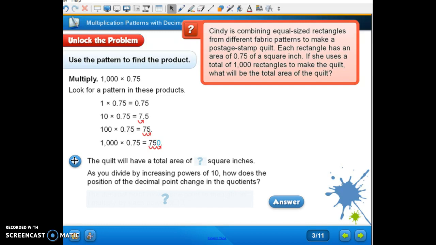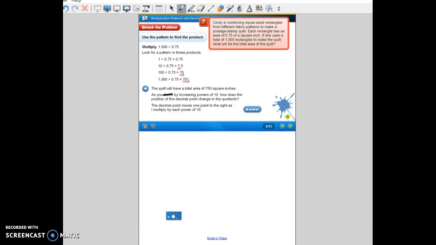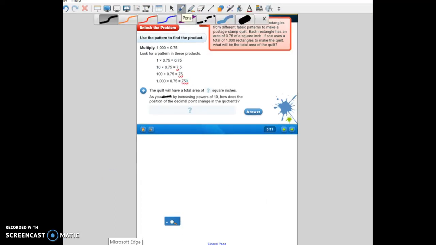The quilt will have a total area of what? Square inches. As you divide by increasing powers of 10, how does the position of the decimal point change in the quotient? I think that should say as you multiply. The decimal point moves 1 place to the right as I multiply by each power of 10. So this word should be "multiply," not that. All right, sorry, this page looks funny. I hit a button and I can't get it to go back. So this should say as you multiply. Okay?